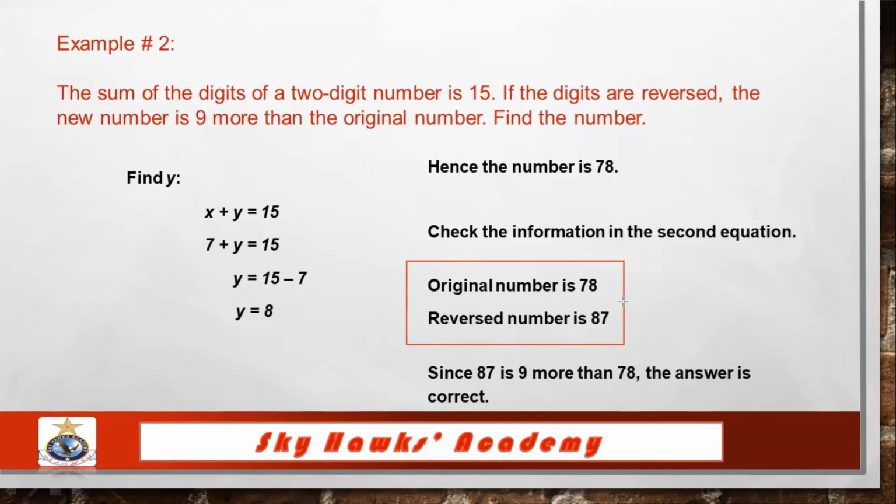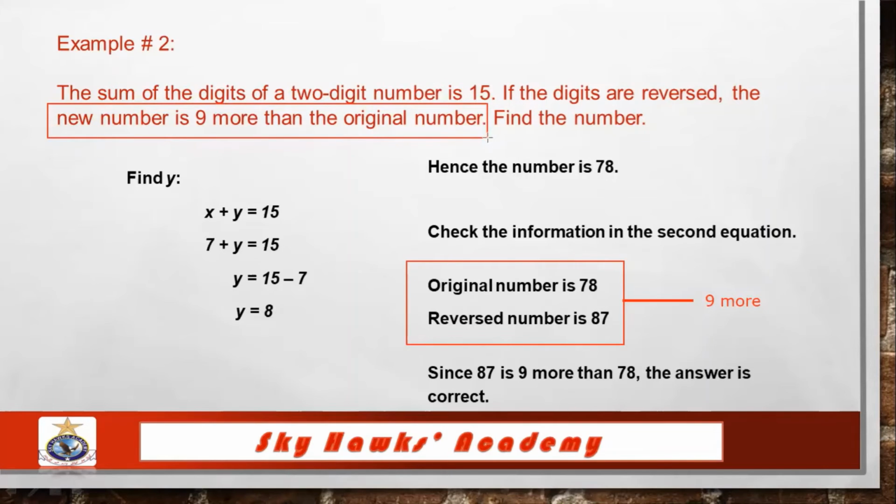So what is the difference between these two numbers? 9 more. So this will become 9 more, in the sense that the new number is 9 more than the original. That's why this is also true. The new number is 9 more than the original number. So from these two conditions, we can check our solution on the spot.